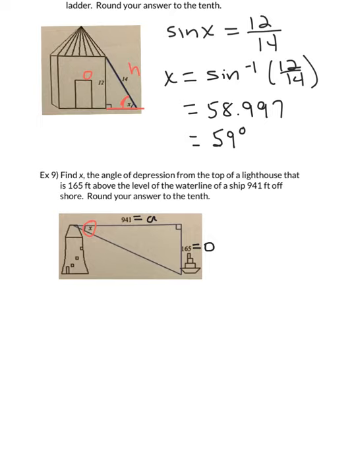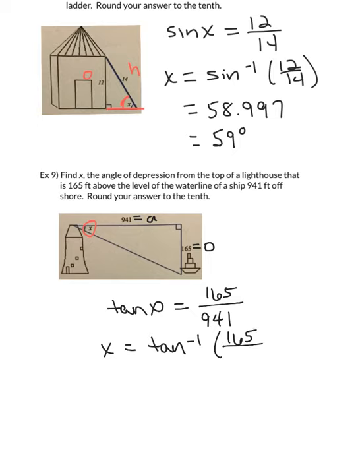If we know opposite and adjacent, then we need to do the tangent. So the tangent of angle x will equal the opposite of 165 over the adjacent of 941. Anytime you need to find the angle, you use the inverse function of 165 over 941. And putting that into your calculator and rounding to the 10th, you will get 9.9 degrees.